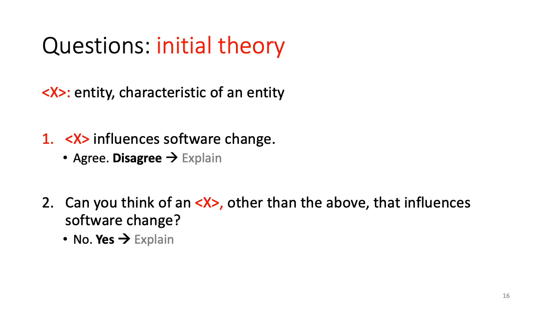So we have two kinds of questions, just to give you a sense of what we have. The first two questions relate to our initial theory, soliciting your opinion and your expertise. We show that X, which is an entity or a characteristic of an entity, influences software change. Do you agree? And if you disagree, why is it so? Also, we look forward to your expertise to understand if there are any influences which are not already captured in our current theory, and what these factors are.